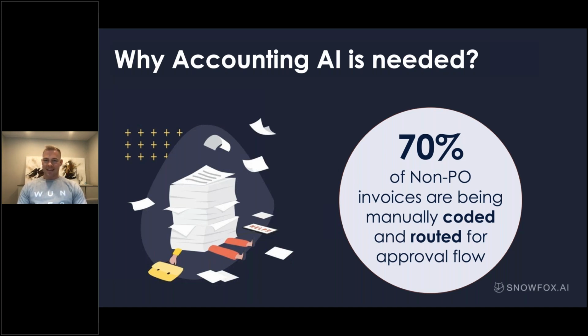And the simple reason is that roughly 70% of the non-PO invoices are being manually coded and routed for approval flow today. And you probably all know your situation within your own companies, the organization you're working for, what is the automation rate for you guys? The automation might be a little bit higher, but it might be also way lower than that. I have met huge companies that are receiving hundreds of thousands of non-PO invoices on an annual basis with the automation percentage less than 5%. So 70% is roughly the industry average today.